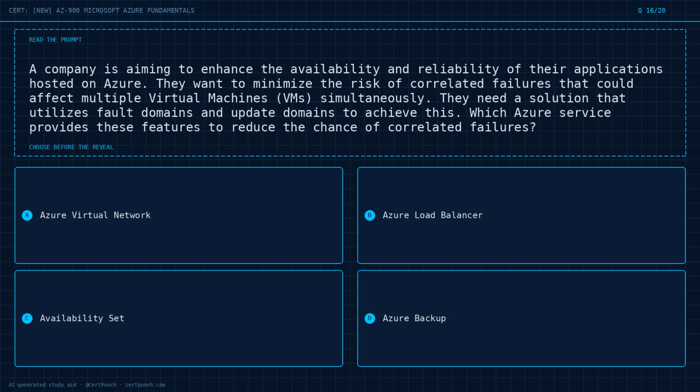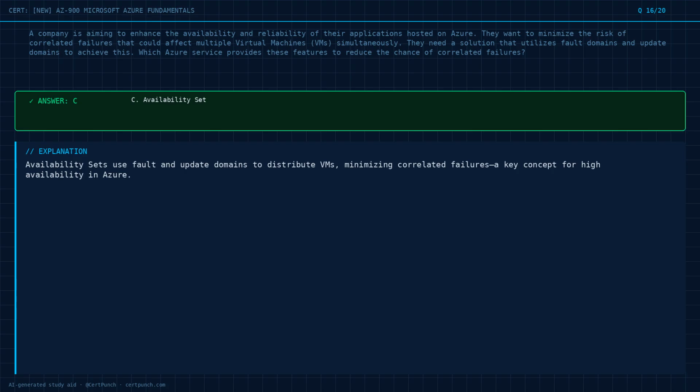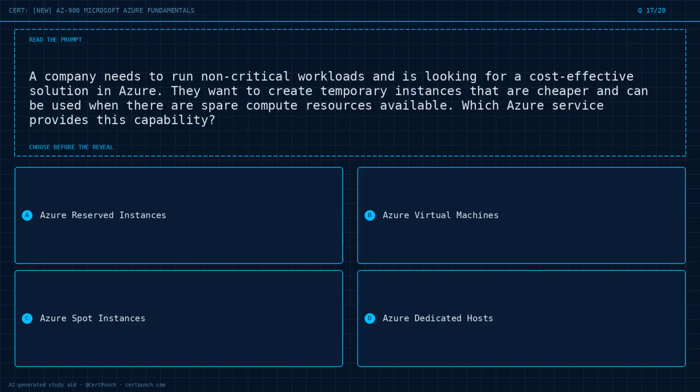Choose the best answer before the reveal. Commit to it now. The answer is option C. Exam logic. Availability sets use fault and update domains to distribute VMs, minimizing correlated failures, a key concept for high availability in Azure.